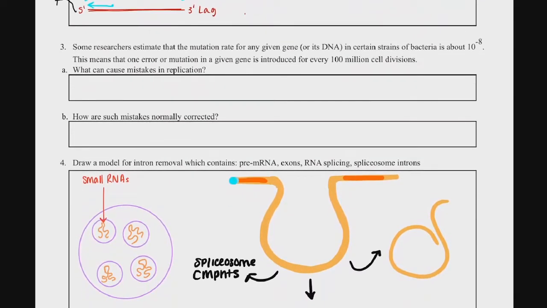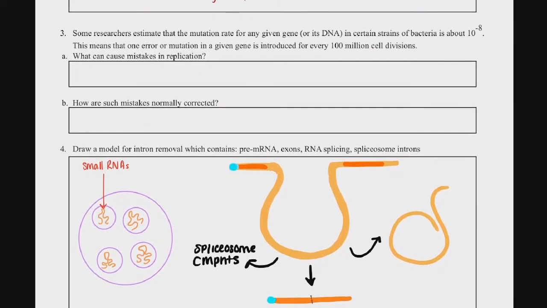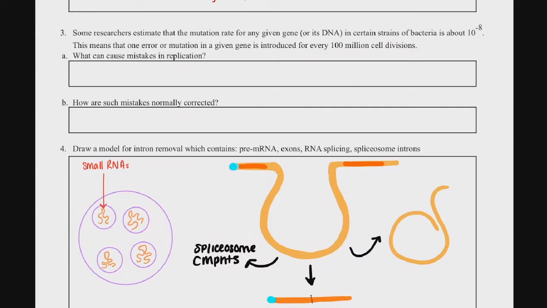Okay, number 3. Some researchers estimate that the mutation rate for any given gene or its DNA in certain strains of bacteria is about 10 to the negative 8. This means that one error or mutation in a given gene is introduced for every 100 million cell divisions. What can cause mistakes in replication?